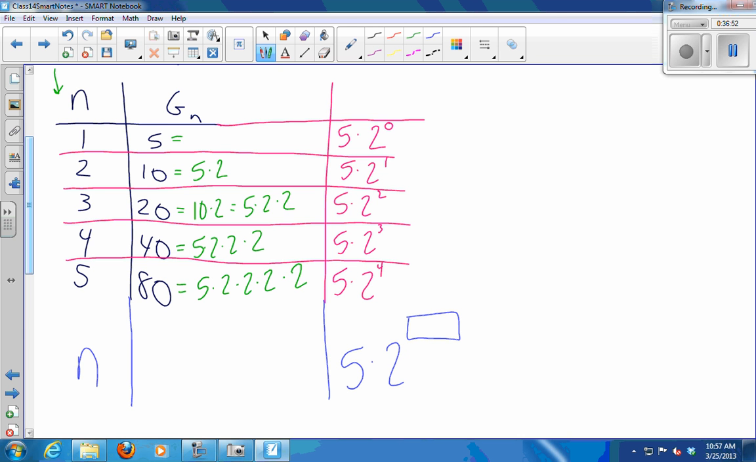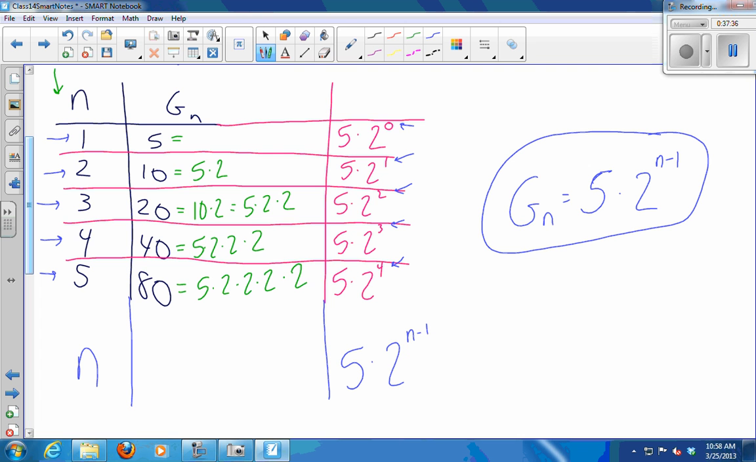Yeah, so when n was 1, my exponent was a 0. And when n was 2, my exponent is a 1. When n is 3, my exponent's a 2. N is 4, exponent's a 3. N is 5, exponent's a 4. So my exponent is always 1 smaller than n. So it's going to be n minus 1. I just did that to say what should go there. So my explicit rule would be g sub n is 5 times 2 to the n minus 1.